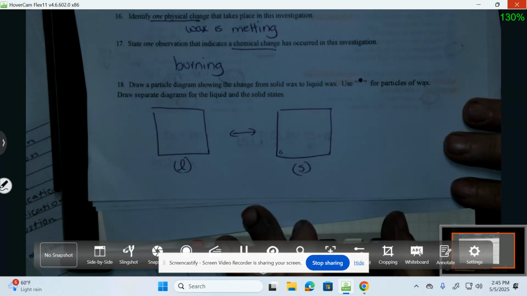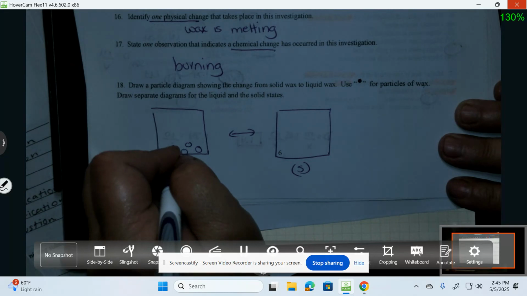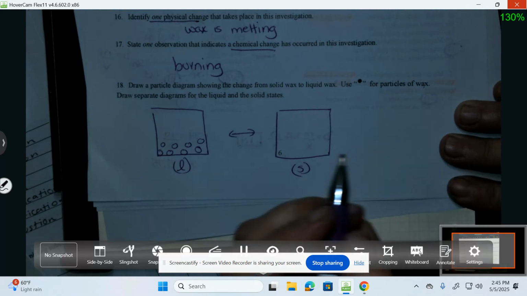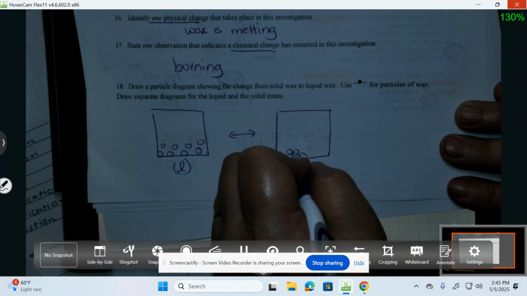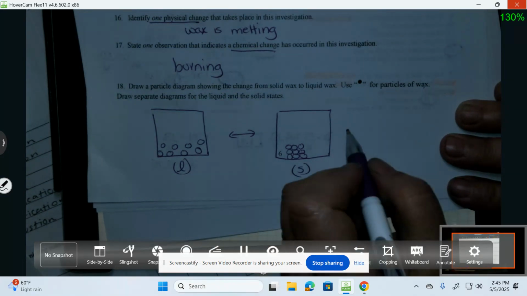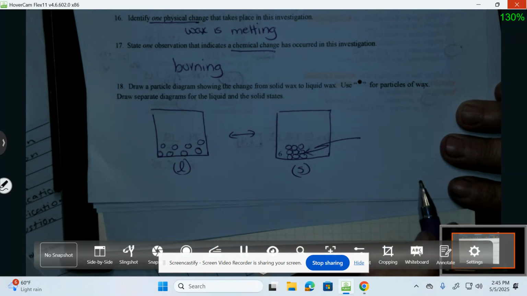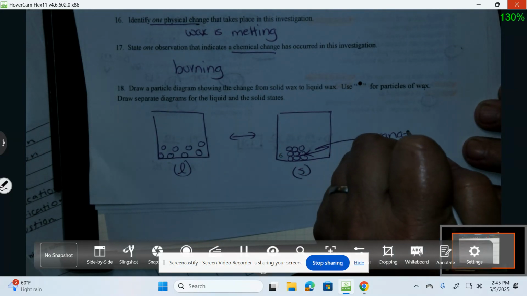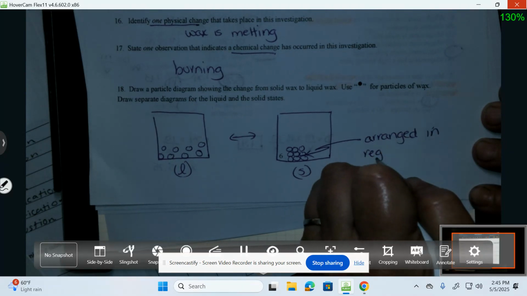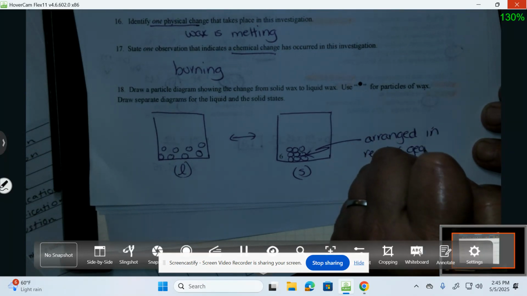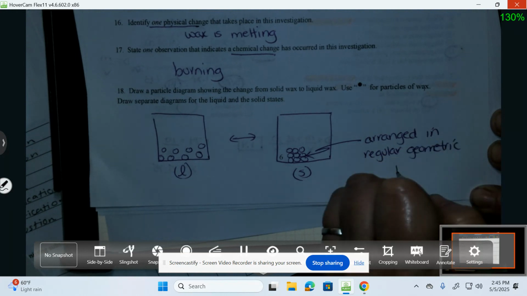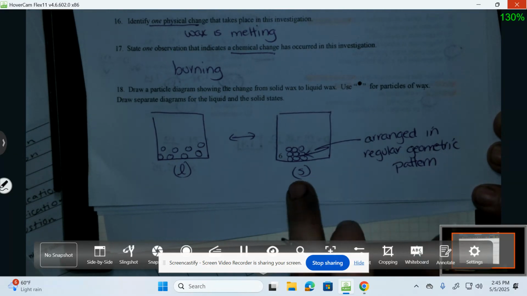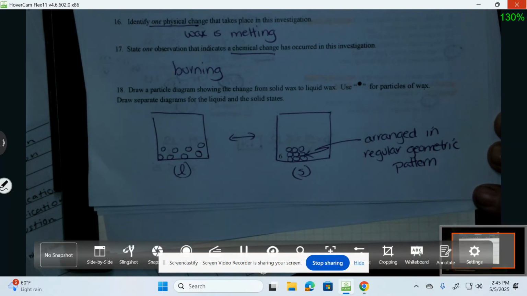Okay, could have went either way. Liquid, the particles are going to be down at the bottom of the container. You're going to have some room around them. Solid, they're going to be, and I did not write this down earlier. When you have a solid, these particles are arranged in a regular geometric pattern. They're nice and neat and orderly. That's the solid. This is the liquid. Okay.